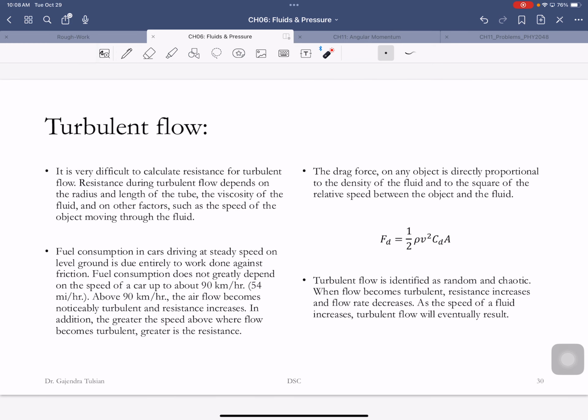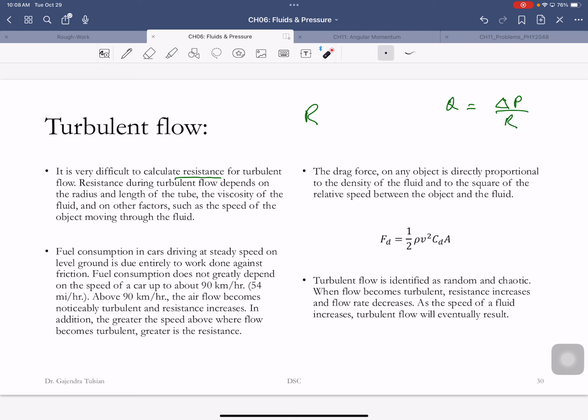When you have turbulent flow, it's very difficult to calculate the resistance, so we don't have a formula for the resistance. There's the flow rate, which is the pressure difference divided by the resistance.